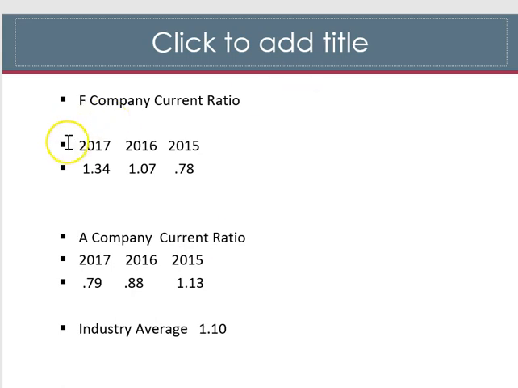So what we have are 3 benchmarks here. We have time. We see F Company compared to A Company, and we can see the last benchmark of industry average that you can compare these numbers to. Because just completing these ratios here, like the current ratio 1.34, it doesn't really tell you too much. You have to use a benchmark to compare those to come up with your trends and patterns.